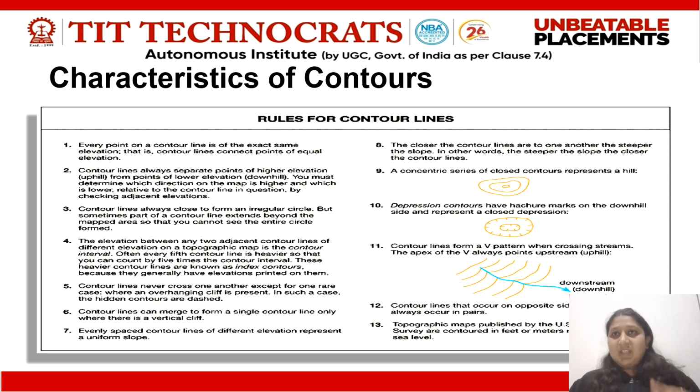All the points on the same contour line have the same elevation. All the contour lines generally don't intersect with each other except in certain exceptional cases such as in caves or underground passages. The contour lines always close to form an irregular circle, but sometimes a contour line extends beyond the map area so that you cannot see the entire circle. The elevation between any two adjacent contour lines of different elevation on a topographic map is the contour interval.